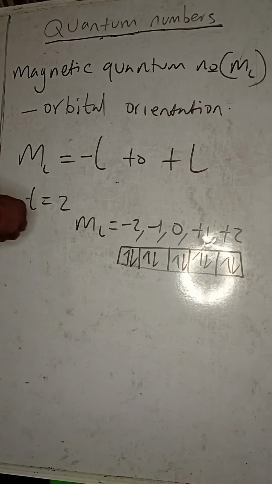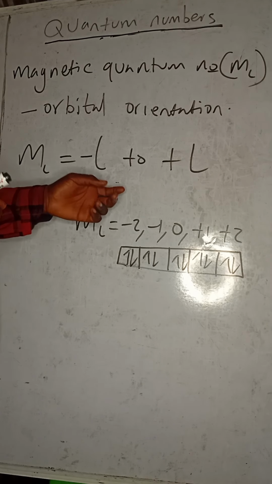Okay, so that's the magnetic quantum number. It tells me the orbital orientation, the magnetic orientation, and how I can fit electrons into orbitals. And for fitting electrons into orbitals, there are some basic rules you follow.